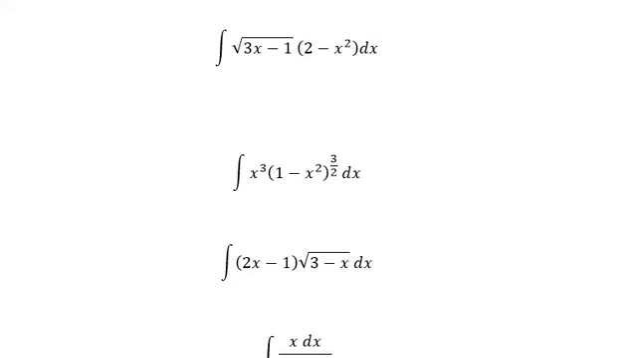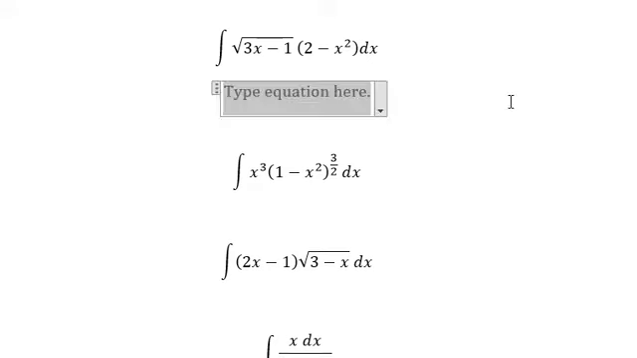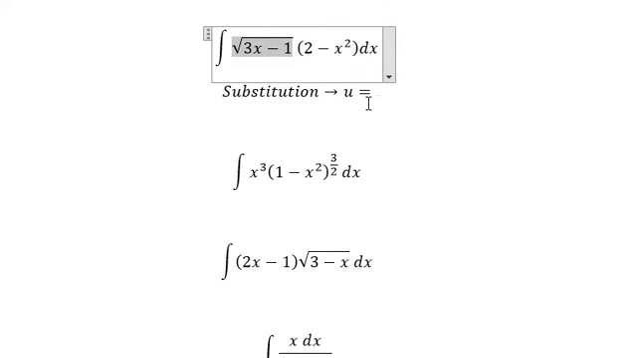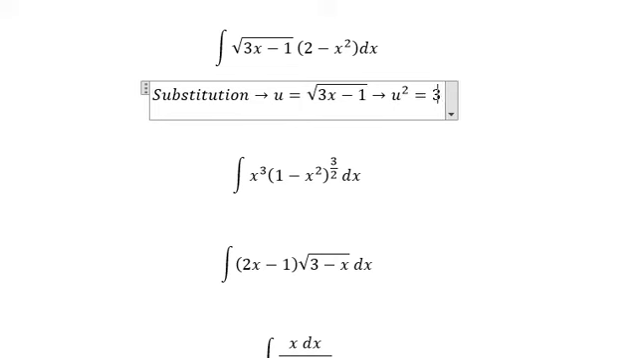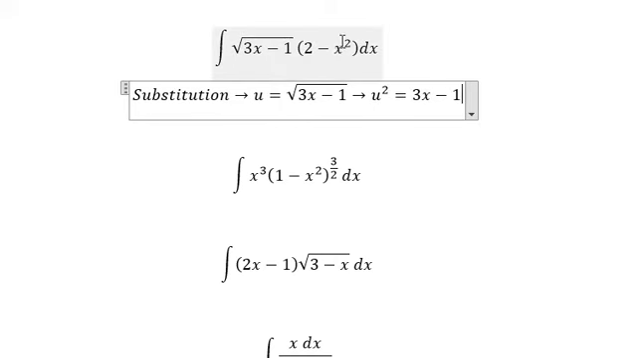For the next one, we need to use integration by substitution. So we put u equals to the square root. We square both sides because we still have x to the power of 2. So we put negative number 1 on the left and then we divide both sides by number 3.